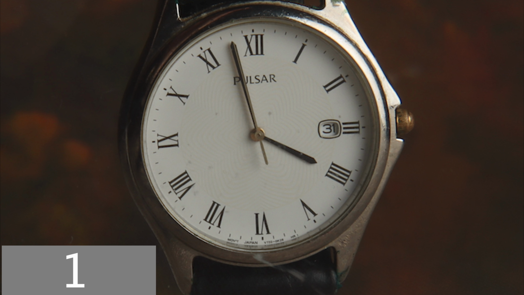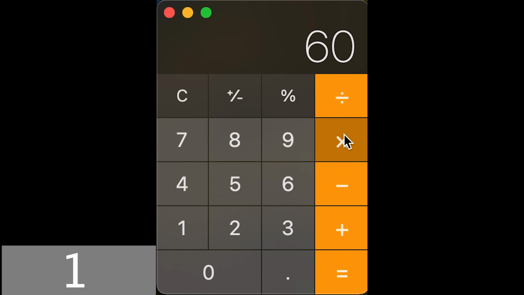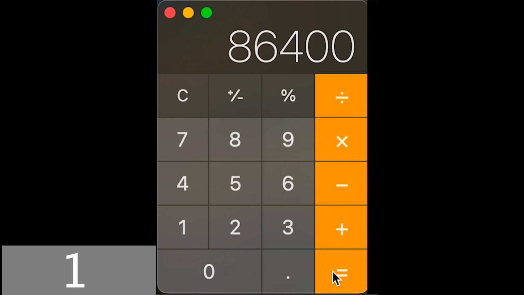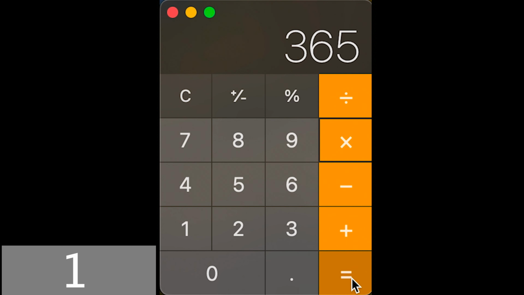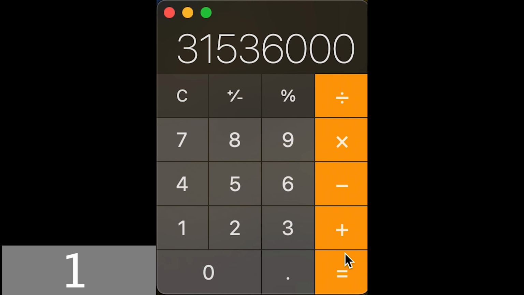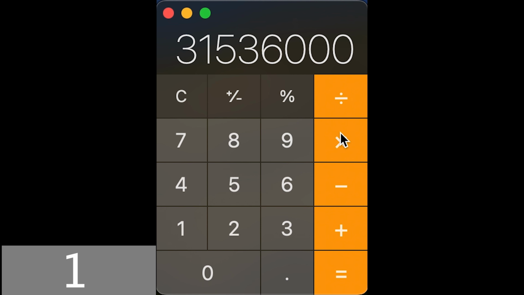How many seconds old are you? Well, you can actually work this out by using a calculator. There are 60 seconds in a minute, and if you times 60 by 60, you get 3,600 seconds in an hour. When you times 3,600 by 24, you get 86,400 seconds, which is how long a day is. If you times 86,400 by 365, which is how many days there are in a year, you get 31,536,000 seconds.